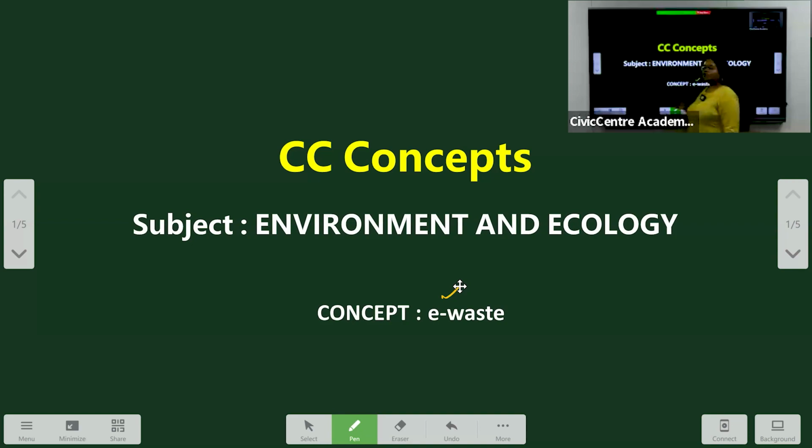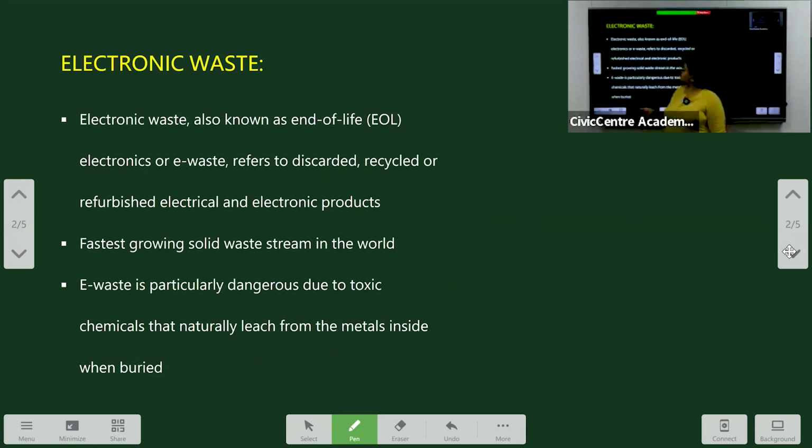Today let's delve into another topic from the subject environment and ecology, that is e-waste. E-waste, also known as end of cycle electronics or electronic waste, is the electronics that we discard on a daily basis or that which are recycled or refurbished. Electrical and electronic products are referred to as e-waste.